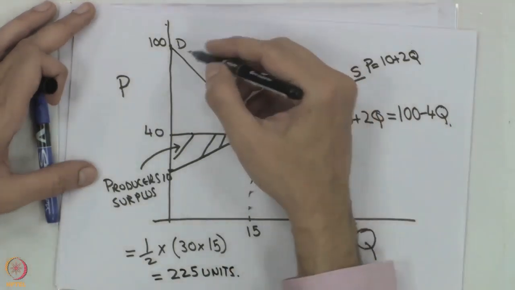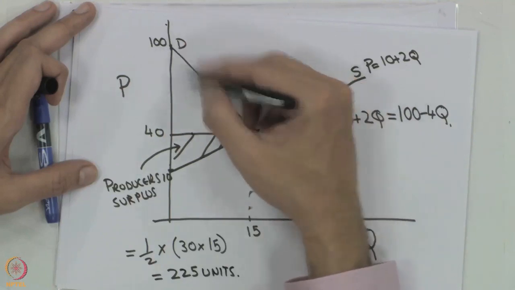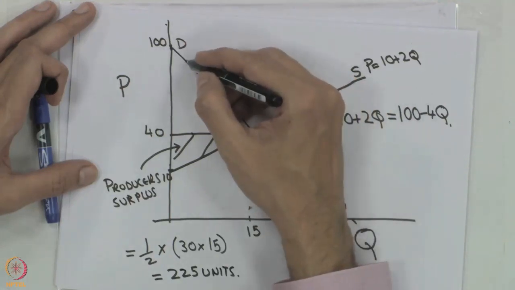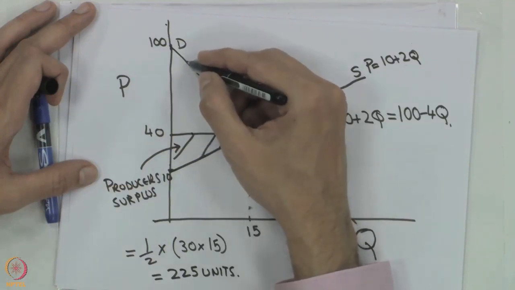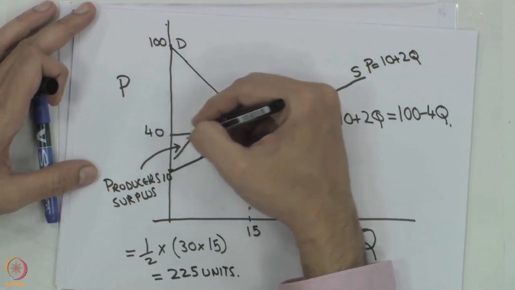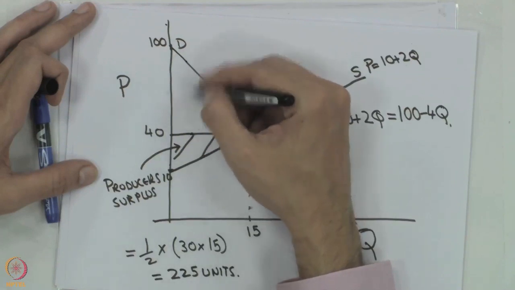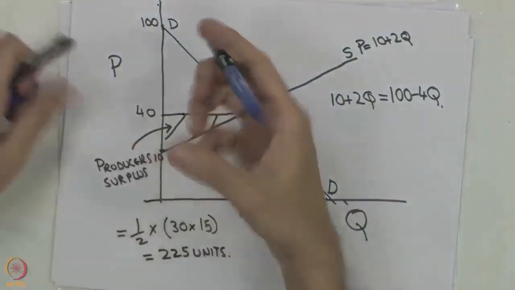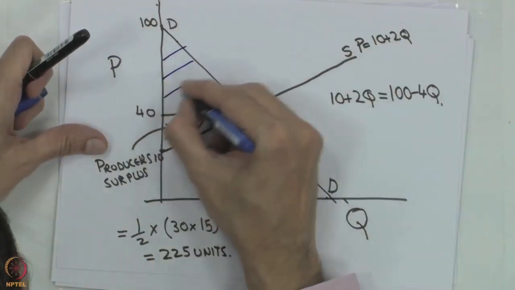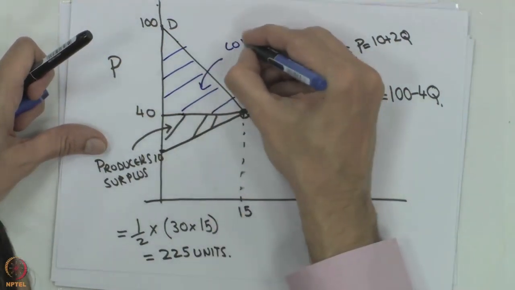The consumer surplus is like this. At a price of 100, the consumer will not buy, there will be no demand, but at any other price, the actual willingness to pay is this value, and the actual payment is only 40 rupees. So this much is the consumer surplus. If you aggregate it over all the consumers, this triangle which is shown here, which I am now shading, this is the consumer surplus.